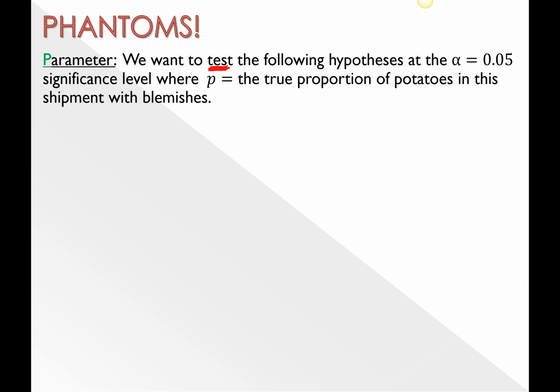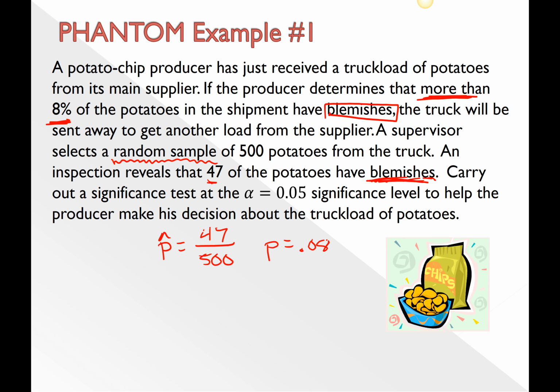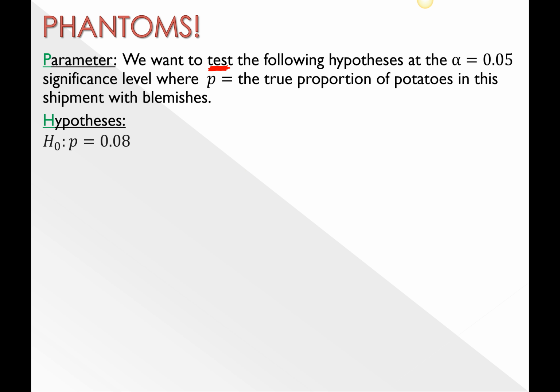So we have that. Now we're going to state our two hypotheses. Our null hypothesis is p equal to 0.08, and our alternative. I went quickly through this because the alternative is very clear. From the previous slide, we knew that we were talking about more than 8%, so more than 8% in the shipment have blemishes. So here we're going to let p be greater than 0.08 for our alternative hypothesis.